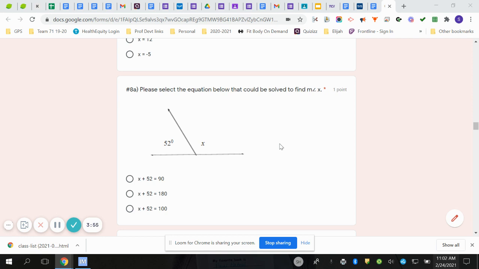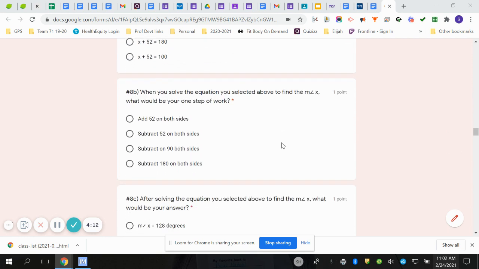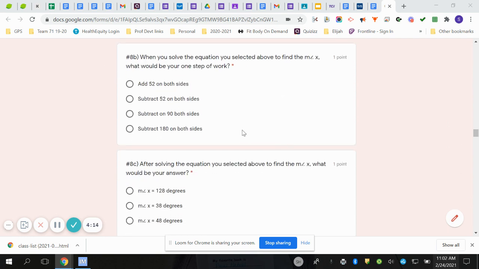Okay, number 8, we're getting into geometry. So please select the equation below that would need to be solved in order to get this angle x. X plus 52 equals 90. X plus 52 equals 180. X plus 52 equals 100. And then you're going to solve.